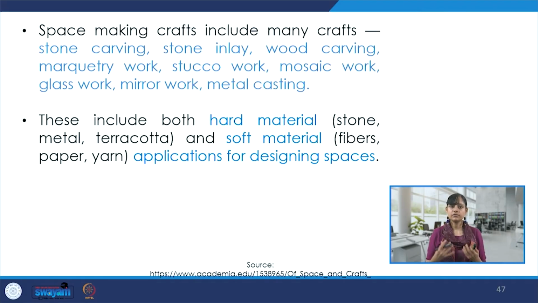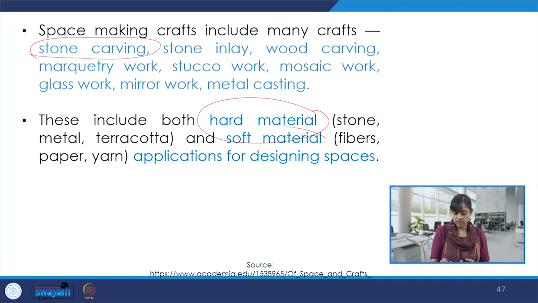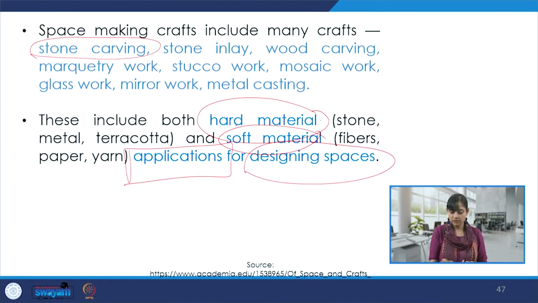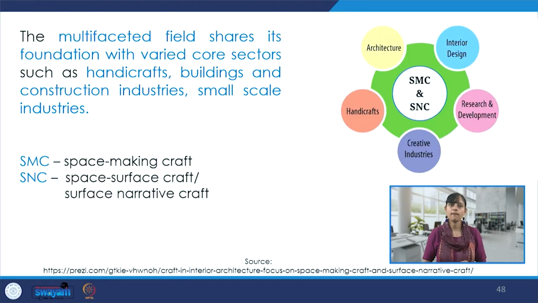And then, what are the different kinds of crafts? When we talk about space making crafts, what are these crafts actually? So, we saw some examples: stone carving, stone inlay, wood carving, stucco, mosaic, and so on. These actually have both hard material and soft material applications within the designing of spaces. It could be a hard material like stone, or a soft material like fiber. So we had a broad understanding of that.